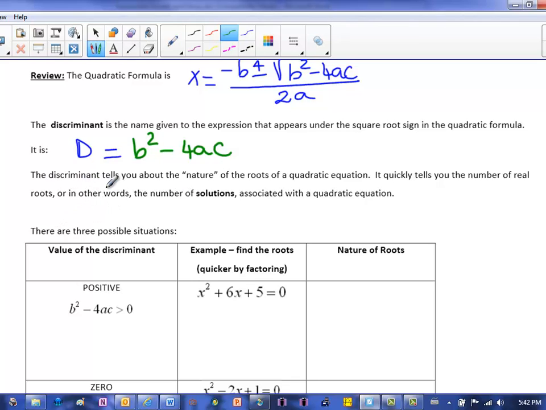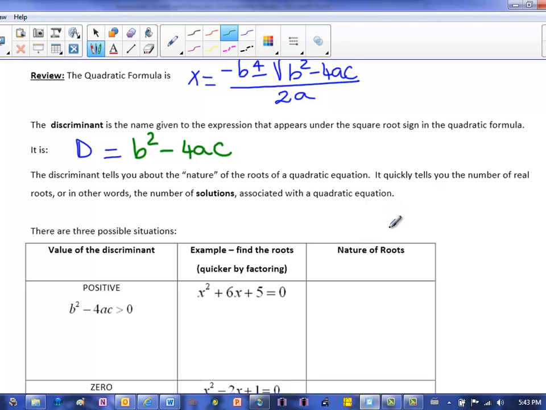Now, the discriminant tells you about the nature of the roots of a quadratic equation. It will quickly tell us the number of real roots, in other words, the number of solutions associated with a quadratic equation. And whenever you are trying to solve a quadratic equation, I would always suggest calculating the discriminant first.